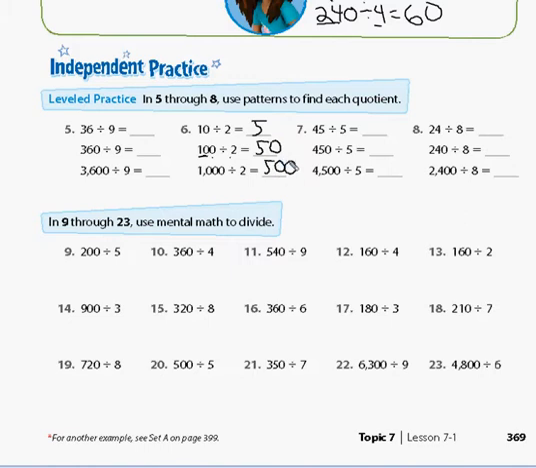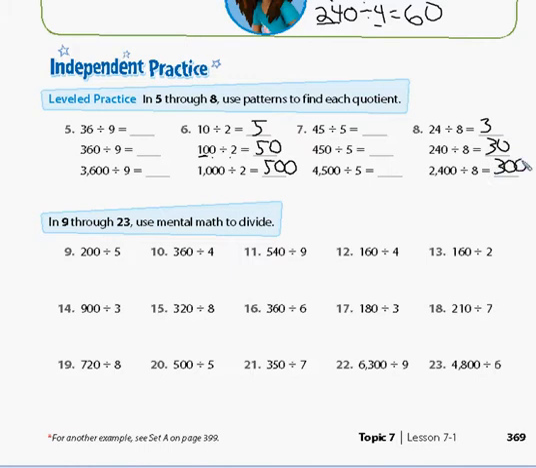Okay, problem number 8. 24 divided by 8. I know 8 times 3 is 24, so 24 divided by 8 would be 3. 240 divided by 8 would be 30. And 2,400 divided by 8 would be 300.